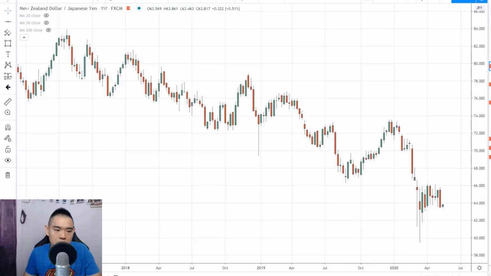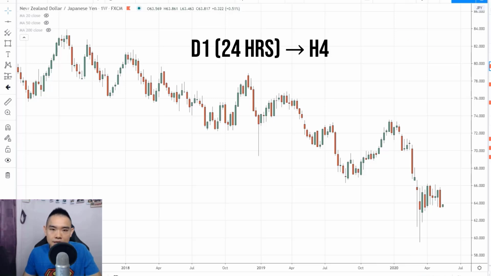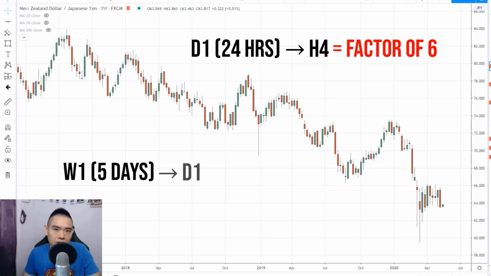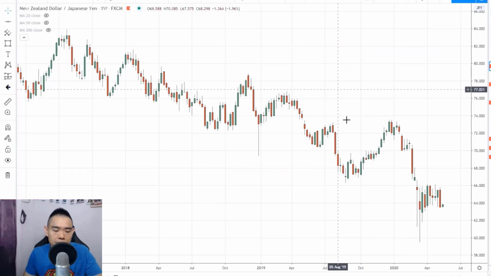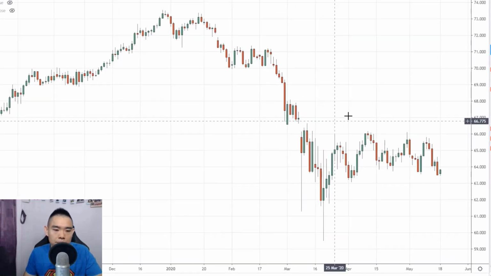So just a very quick illustration. For a weekly time frame, you know that there are 5 days in a week. So that is a factor of 5. What about a daily time frame? You know a daily time frame has 24 hours. So with 24 hours, you go down to a 4-hour time frame. That is a factor of 6. So why 6? Because you take 4 multiplied by 6, that gives you 24 hours, which is 1 day. And for the weekly one, 1 week, you have 5 days. So that is a factor of 5. So simple stuff.